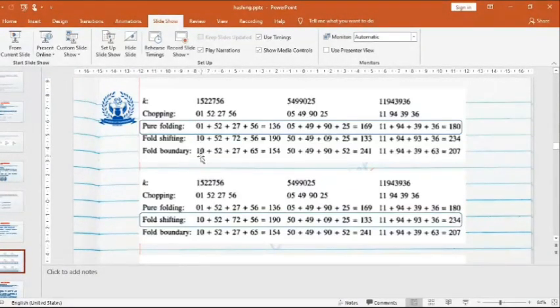This one is correct. First is 1 0 0 1, so you have to reverse it. That is 1 0. 52 no change. 27 no change. 56 becomes reversed, that is 65. You got 154. So ignore the carry. Hash function is 54.